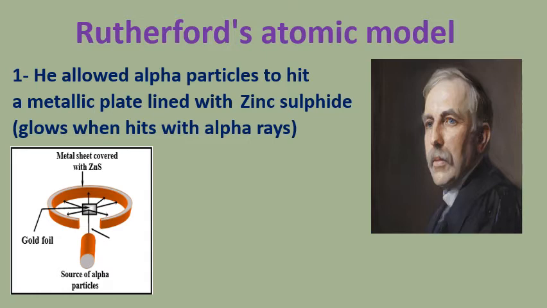Okay, a metal sheet covered with zinc sulfide. Why did he use zinc sulfide? Because zinc sulfide has the ability to glow when hit with alpha rays. Okay, and he used gold foil, and the gold foil represented the atom, and he used a source of alpha particles. Let's see what happens in Rutherford's experiment.